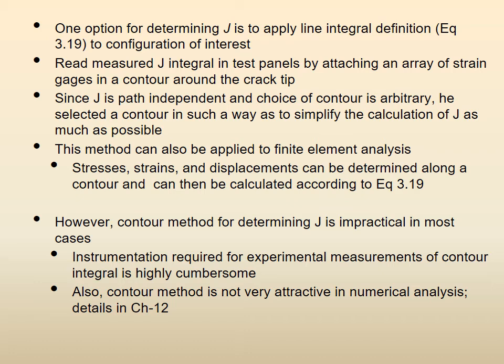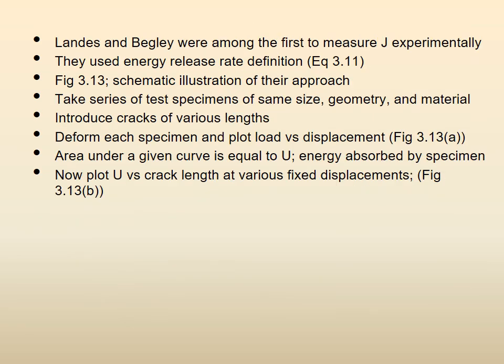So the method was there, and if nothing else was there, this method would be used, but this method was improved. Landes and Begley were among the first to measure J experimentally successfully. They used the energy release rate definition. We will show you the figure very soon, a schematic illustration of their approach.